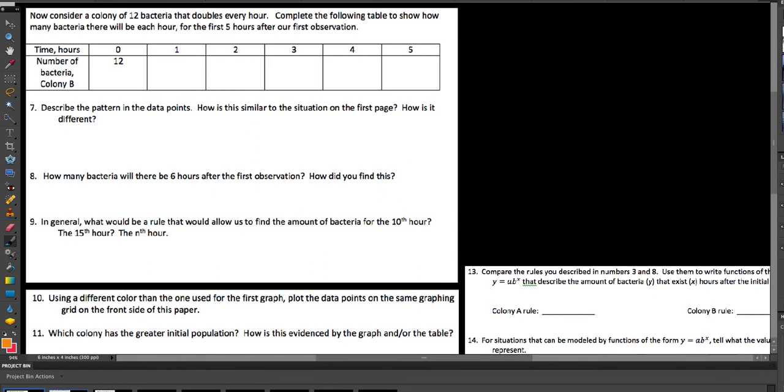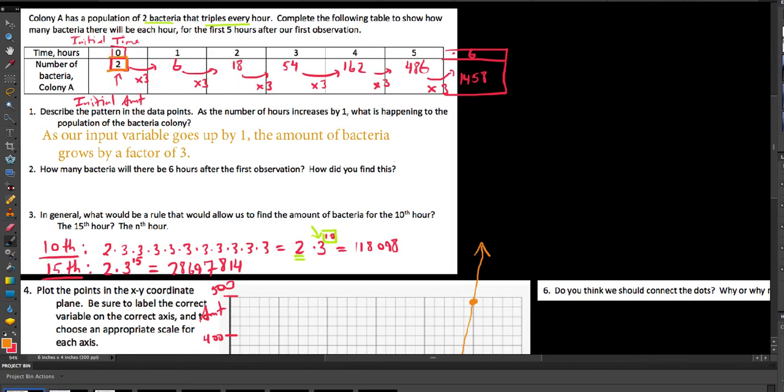As a matter of fact, we're not starting with 3 bacteria, we're starting with 12 bacteria. So let's consider a colony of 12 bacteria that doubles every hour. Complete the following table to show how many bacteria there will be every hour for the first 5 hours. A little bit different situation this time. The 2 things I really care about here are what I started with and what I'm doing to it every time. With respect to our rule, these showed up as what I started with and what I'm doing to it.